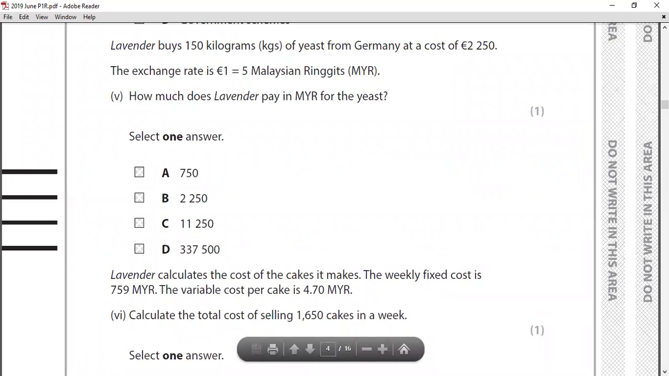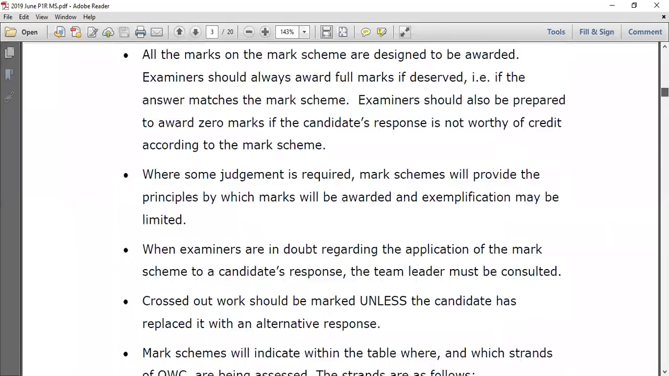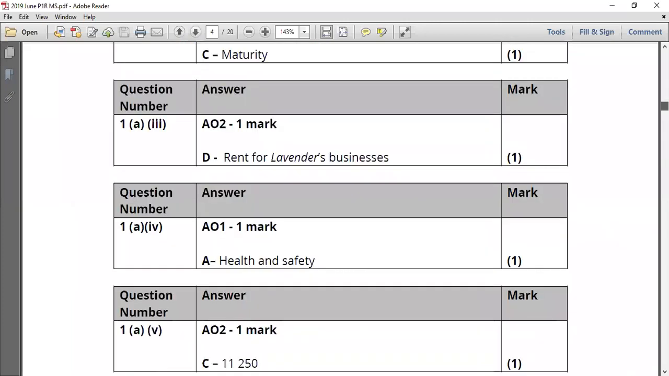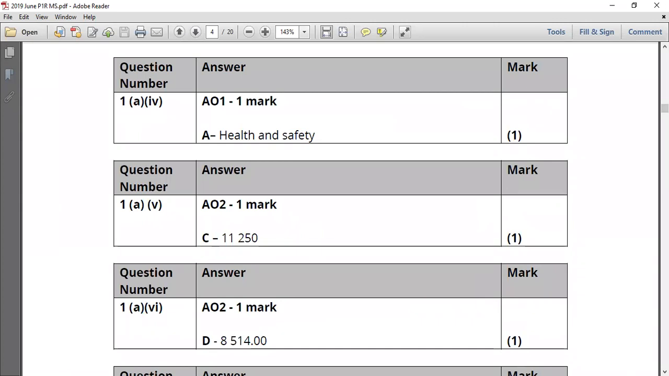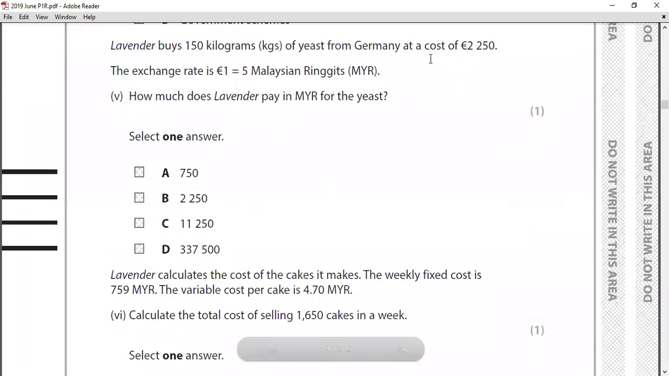So you can see this answer. So you have to multiply. I'll show you the working for this question. The question was MCQ question number 4. As you can see the answer here, 11,250. Just multiply by 5. You have to just multiply the 2,250 euro by 5.